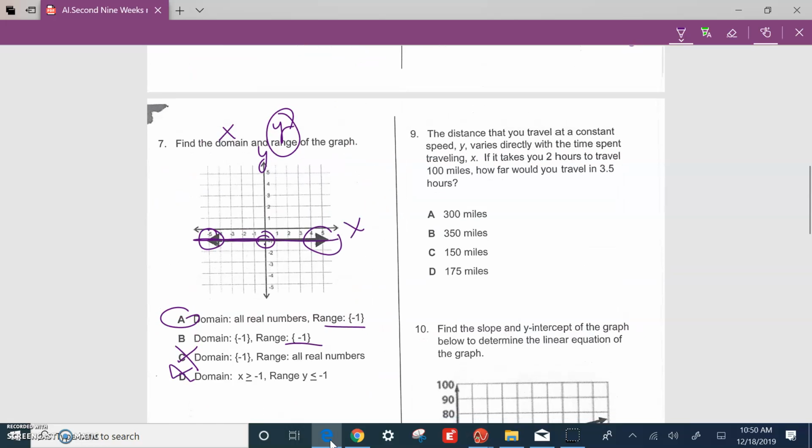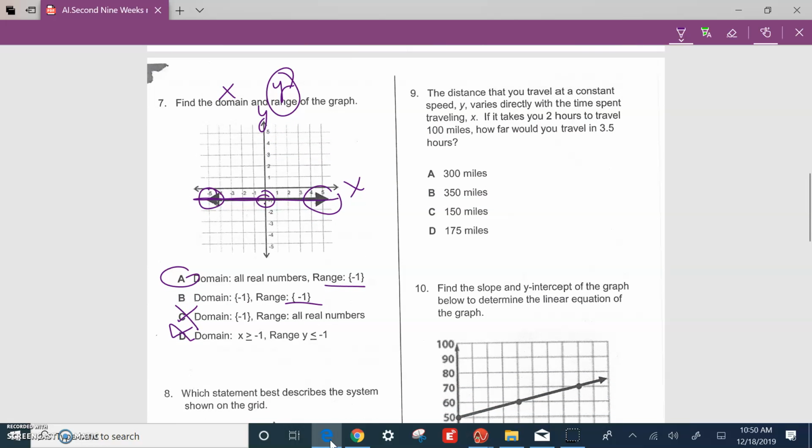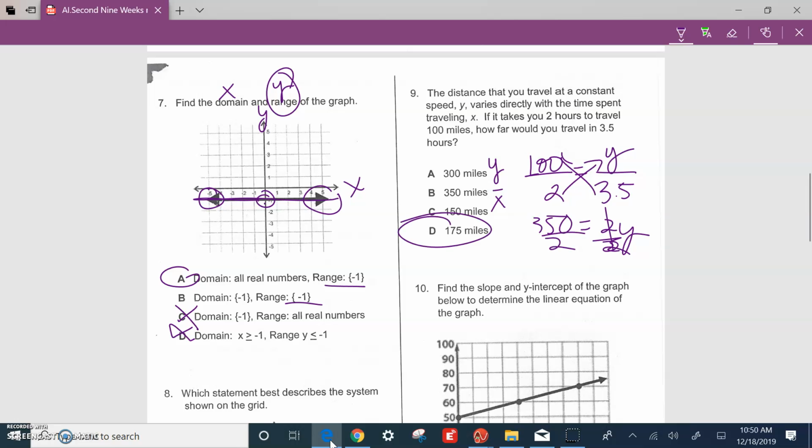All right, number 9. Here you're going to have to set up your proportion just like we did in the front where it says y varies directly with x. You can kind of also figure out what it's going to be. So it's 100 miles, that's my y, over x, 2 hours. And then it says now we're going to go 3.5 hours, and we don't know how long you're going to travel. So you cross multiply, so that's 350, right? Equals 2y, divide both sides by 2, 175 is correct.